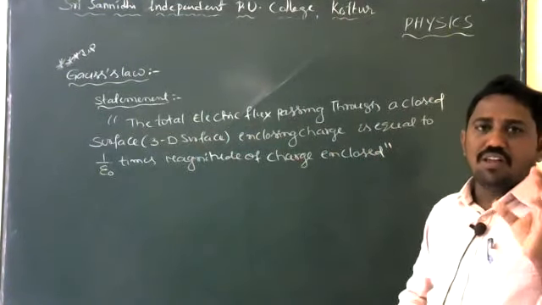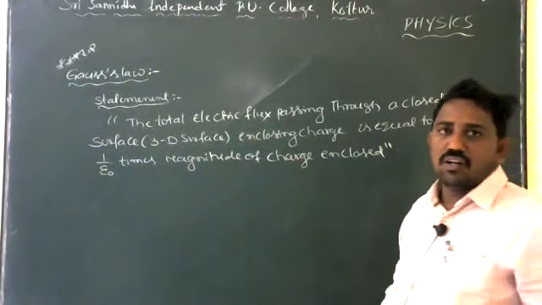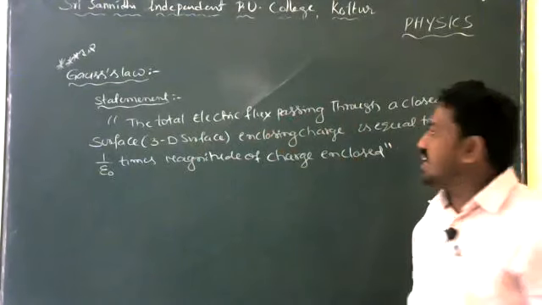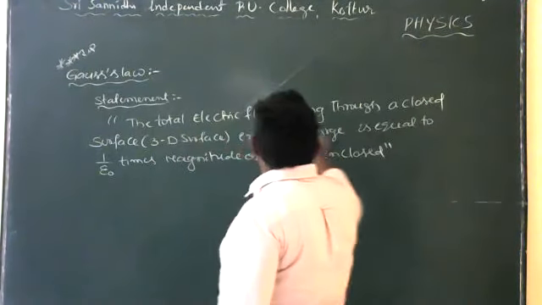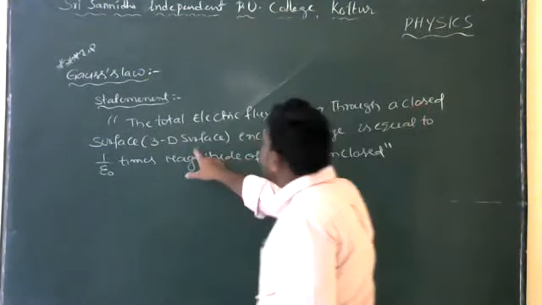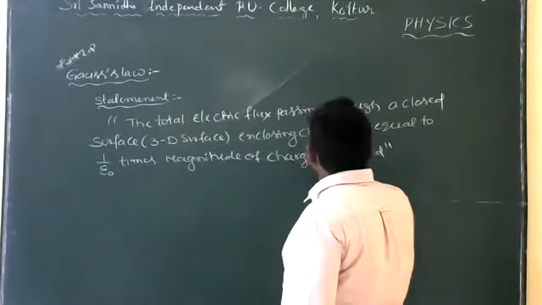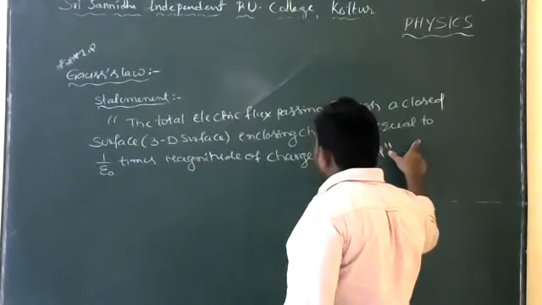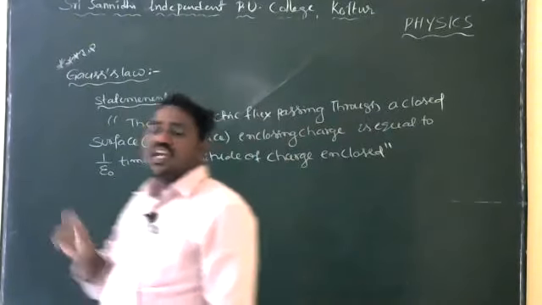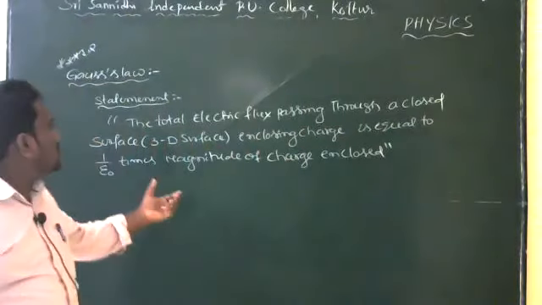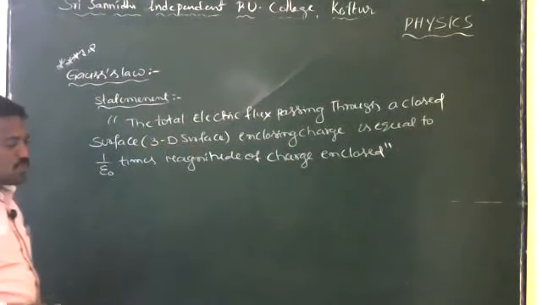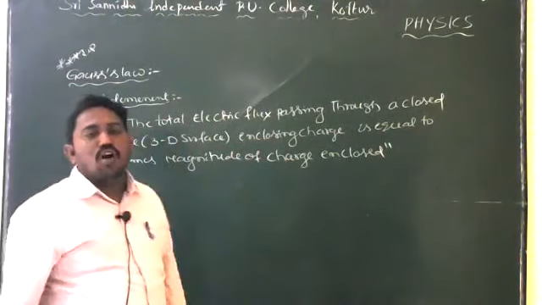Okay. So a very important statement. Keep it in your mind. State Gauss law in electrostatics. So the total electric flux passing through any closed surface, that means 3D surfaces, enclosing charge is equal to 1 by epsilon naught times the magnitude of the charge enclosed. So this is the statement of Gauss's law. Okay. So what is the expression? That means the mathematical form of Gauss's law.